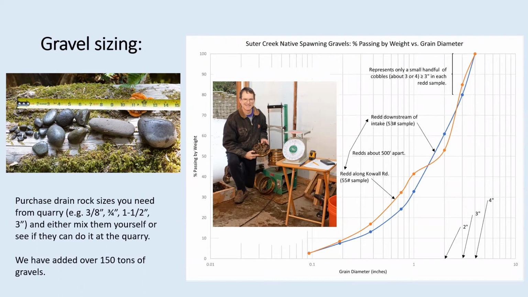So I went to our local rock quarry and ordered drain rock, and you look at the picture in the upper left with the tape measure, you can see the different size gravels that I ordered. And then you order them by the various weight distributions that I show in that graph. And that way it told me, to be economical about it and make good use of the money, what the chances are to get the best gravels. So we've added over 150 tons of gravels at our place.